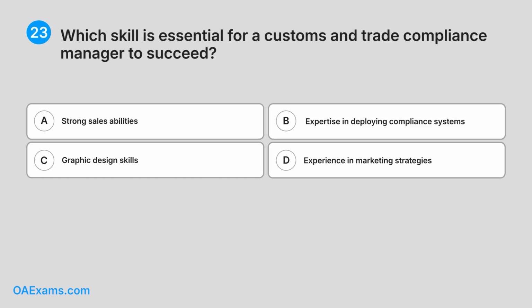23. Which skill is essential for a customs and trade compliance manager to succeed? A. Strong sales abilities. B. Expertise in deploying compliance systems. C. Graphic design skills. D. Experience in marketing strategies. Can you guess the answer?